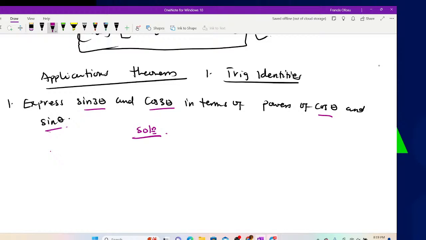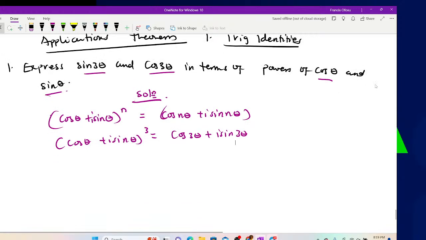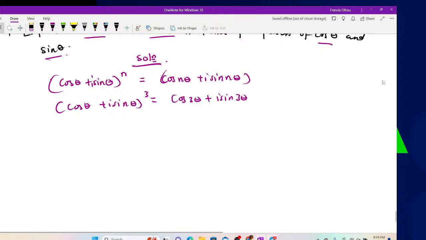What I'm going to do now is, by De Moivre's theorem, if you have (cos θ + i sin θ) all to the power n, the answer is what? cos nθ plus i sin nθ. Is that not it? From this side, I can say that (cos θ + i sin θ) all to the power 3 will give me cos 3θ plus i sin 3θ. From this, I can easily solve the problem given.